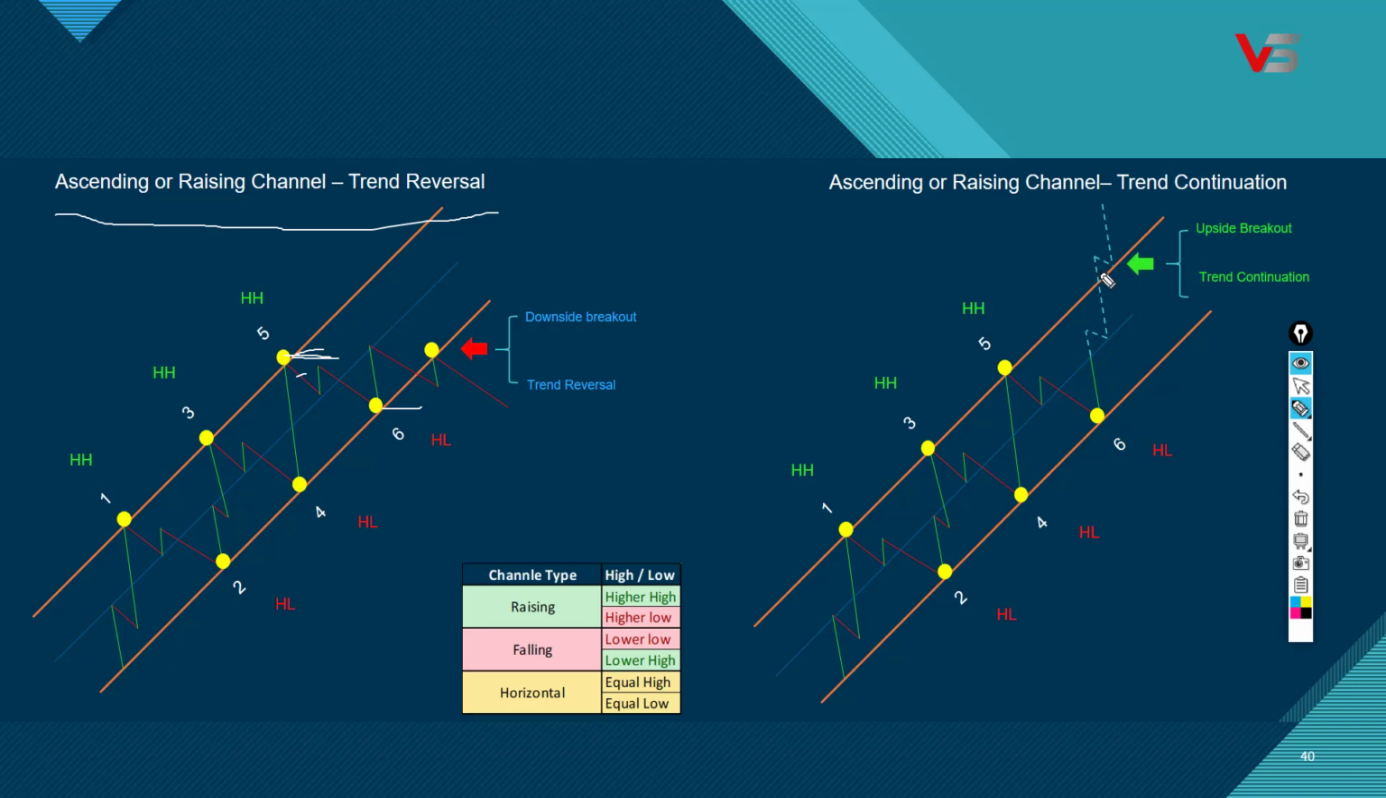If the price breaks above the channel, the trend will continue. So these are the two different ascending channel patterns which differ by the breakout. Within this channel, we can take two trades: one is the 4th point to the 5th point for long, and the 5th point to the 6th point for short. And after the breakout happens, we can enter at the retesting level.